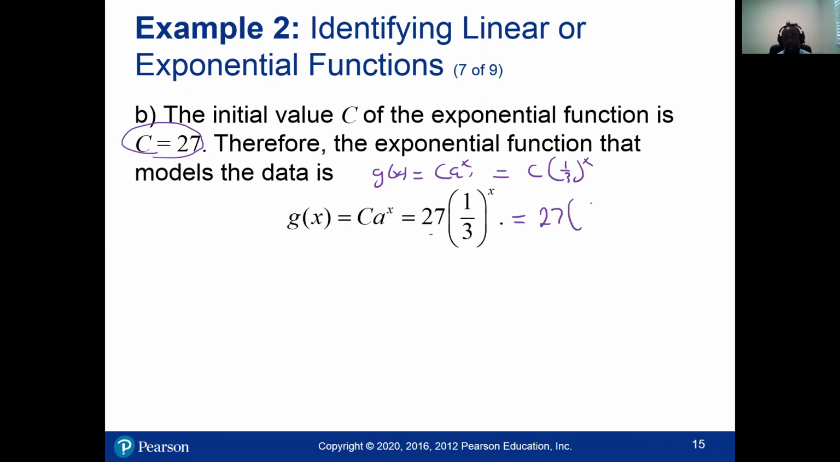Now remember, this is the same as 27, and then you can write it as (3 raised to minus 1) all raised to x, which is the same as 27 times 3 raised to negative x. Okay. Now we can simplify this further because 27 is 3 raised to the third, and then you can add the exponents, but we're going to end it here.